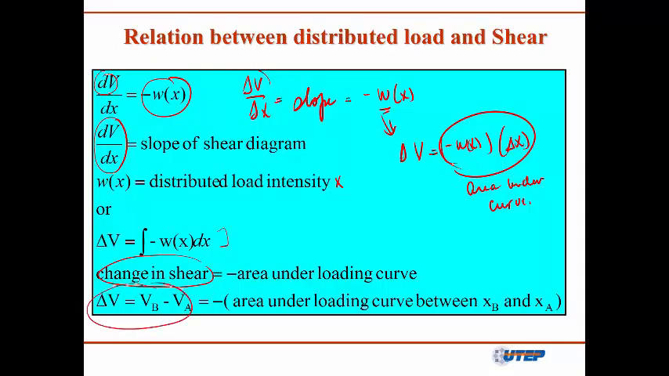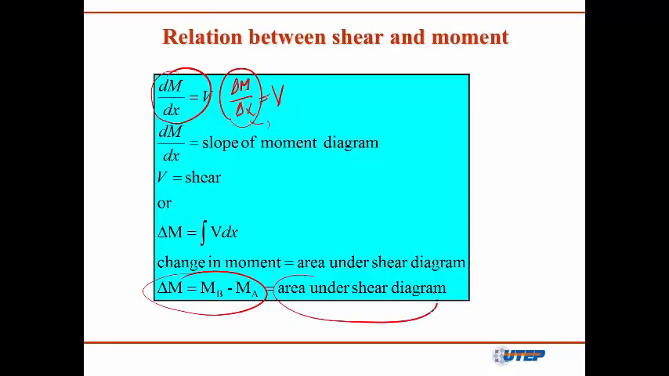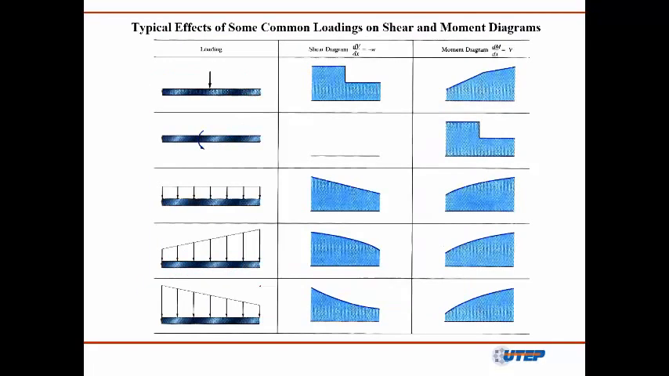So whenever you look at the change in shear from point A to point B, this difference is the area under the loading curve. Okay, we'll see that in a moment. The relationship between shear and moment. In the case of shear and moment, look at this. The change in moment over change in x equals the shear. Okay? So the slope of the moment diagram is going to be equal to the shear. That's number one. And then when I look at this expression, the change in moment, which is Mb minus Ma, would be the area under the shear diagram. Okay, so those two things are very important. So just make sure you memorize those.